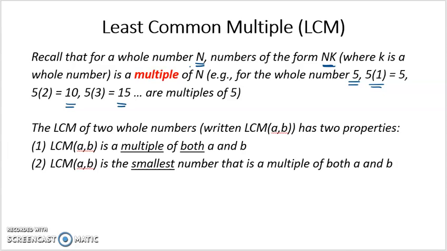The LCM, the least common multiple, of two numbers, which is written LCM of A and B, has two properties. First of all, the LCM is a multiple of both numbers. Multiple is the M part. Both numbers means it's common to both numbers, so it's a common multiple. Those are the C and the M in the LCM. The L part means it's the least. In other words, it's the smallest number that is a multiple of both A and B.